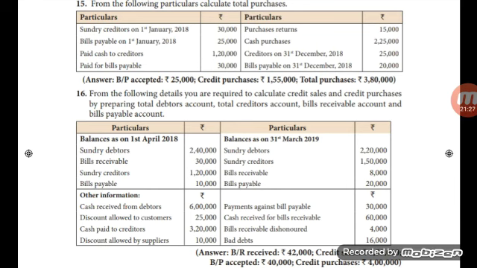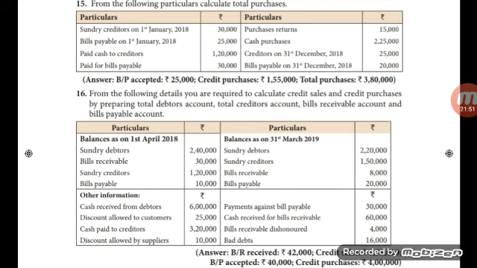Okay, the next step, calculate total purchase. Total purchase is equal to cash purchase plus credit purchase. Cash purchase is given in the question. It is 2,25,000. Credit purchase, you take it from your creditors account balancing figure, that is 1,55,000. The total purchase is 3,80,000.